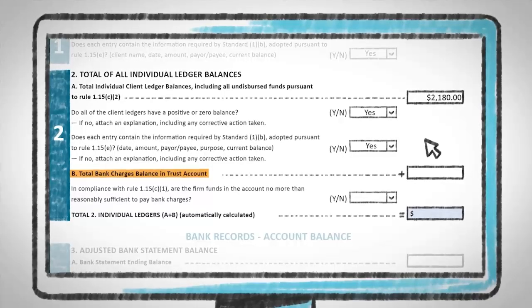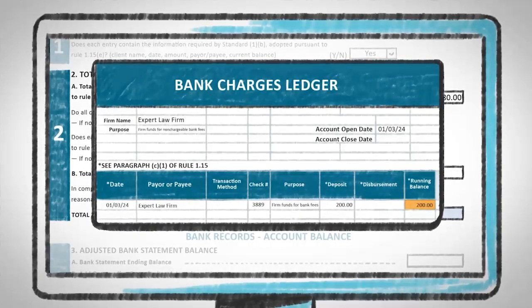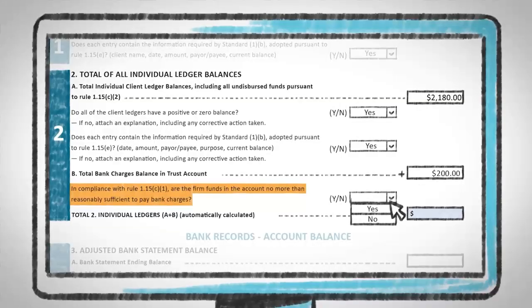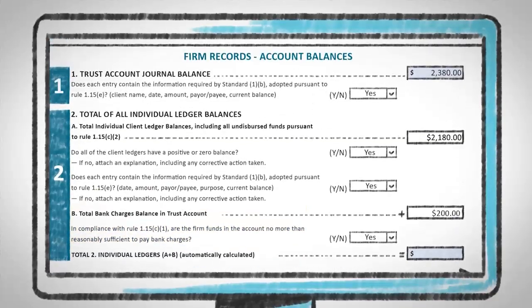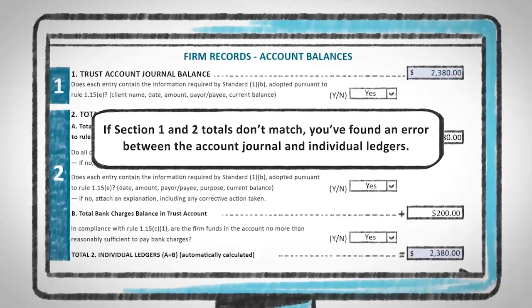Next, enter 2B, the total bank charges balance as of the reconciliation date. In our example, the law firm's bank charges ledger balance is $200. Confirm any firm funds in the trust account are no more than reasonably sufficient to pay bank charges. The total of 2A and 2B is automatically calculated in the State Bar template. Compare Section 1 and 2 totals. They should match. If they don't, don't worry. This is exactly the purpose of the reconciliation process, to find and correct any errors in your bookkeeping.